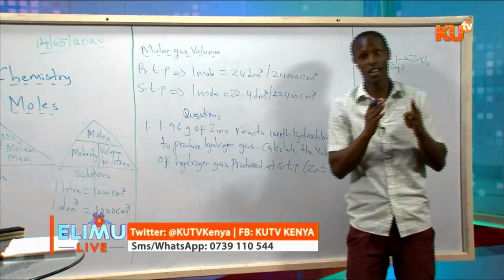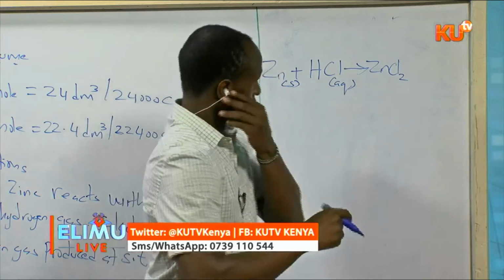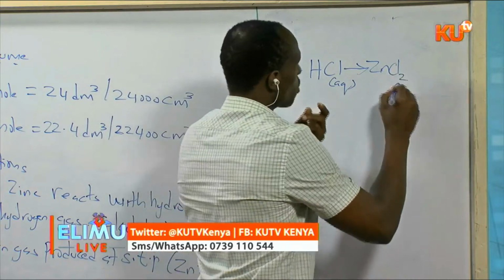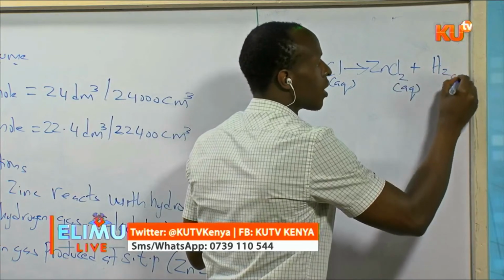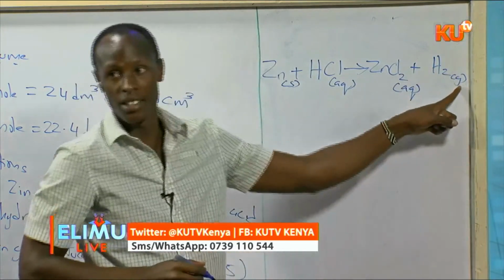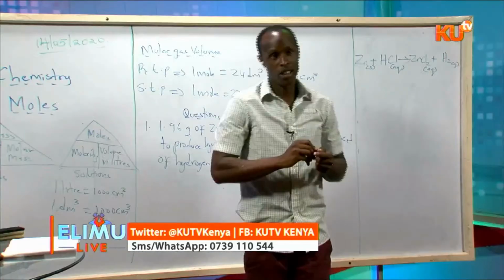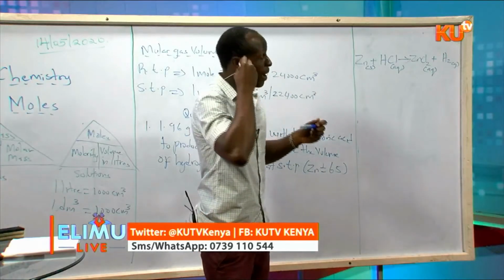You need to work on writing balanced chemical equations. So you get zinc chloride. It's also a solution, so aq, plus H2, hydrogen gas. That's why I indicated it as g. So that's your products. Second step, balance the equation.